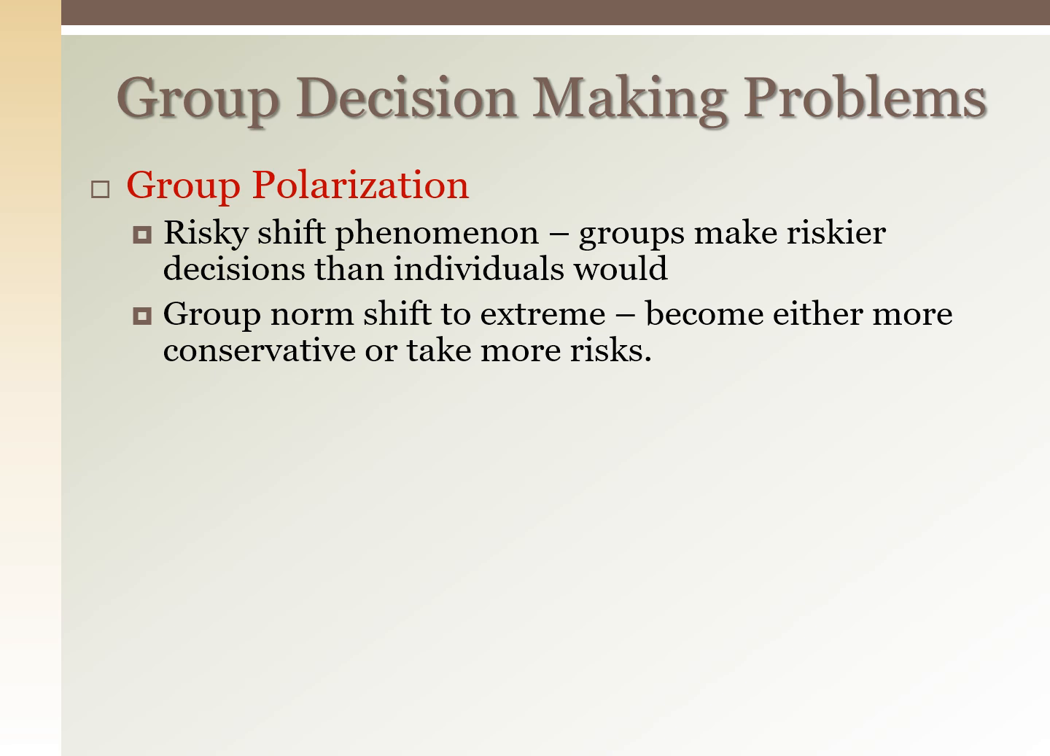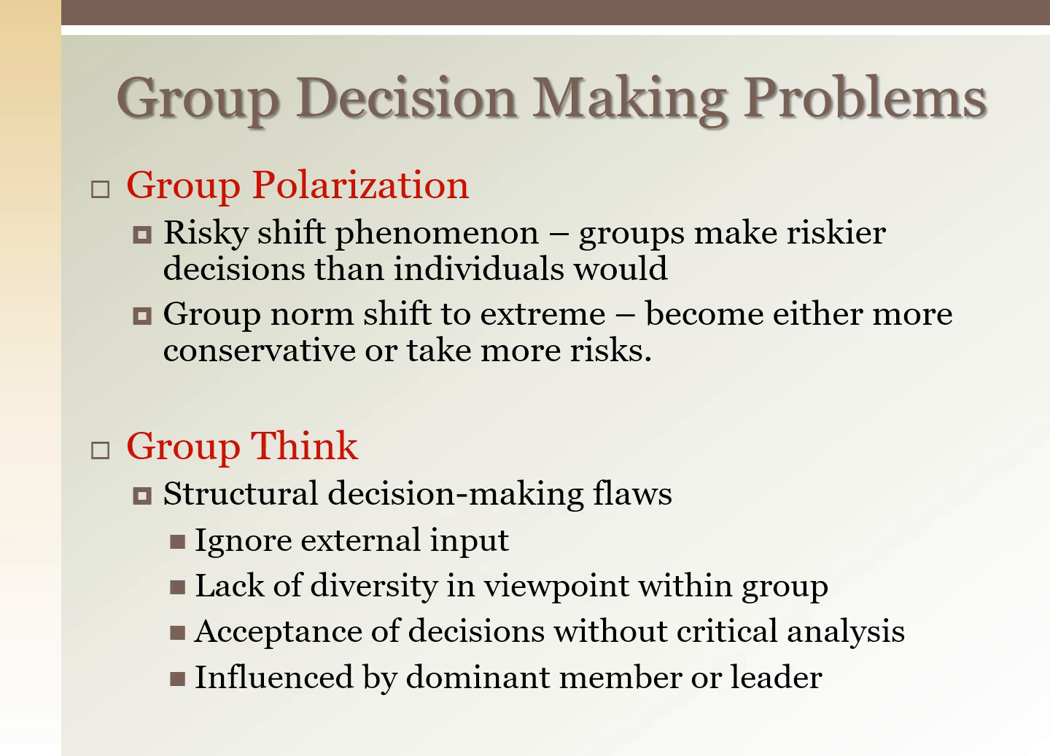Another decision-making problem is group polarization, which is a risky shift phenomenon. Groups will make riskier decisions than individuals would, and the group norm shifts to extreme. They either become more conservative or they take more risks. Groupthink involves structural decision-making flaws. They ignore external input. The lack of diversity of viewpoint within the group causes less creativity. There's acceptance of decisions without critical analysis, and often groupthink is influenced by a dominant member or leader.